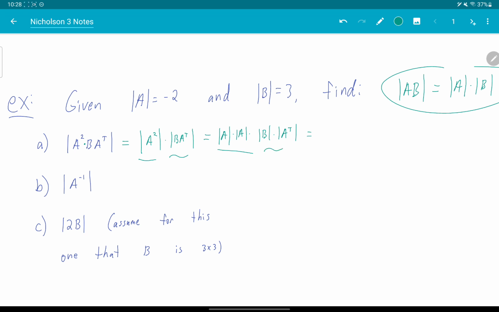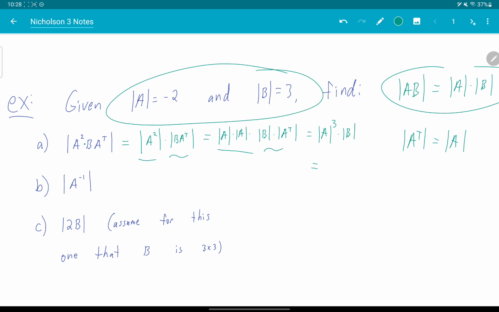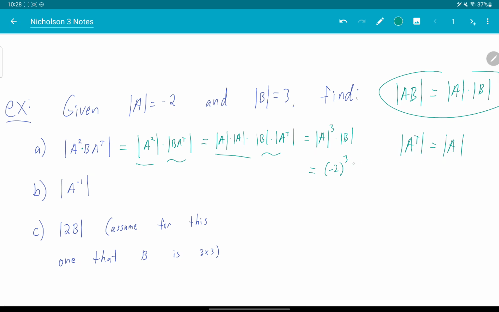So this became this. And then finally, you know that the determinant of A transpose is the same as the determinant of A. So these two things and this thing, they're all the same. So in fact, I get determinant of A cubed times determinant of B, which I can work out with my given numbers here. So I get negative 2 cubed times 3, that is minus 24.